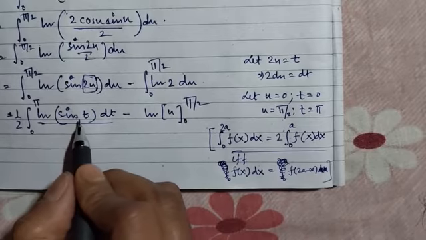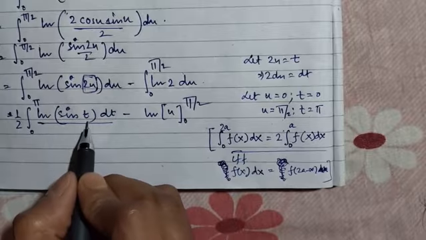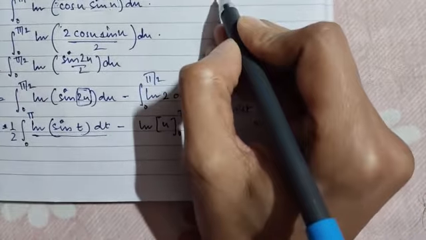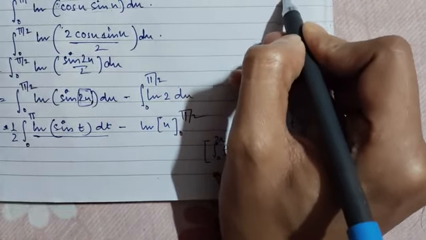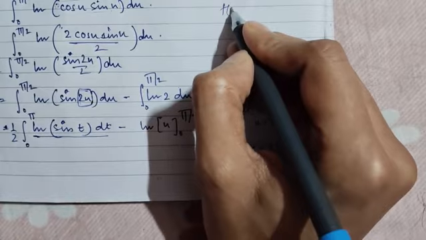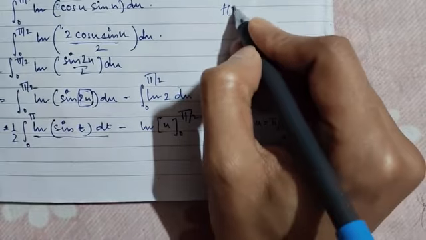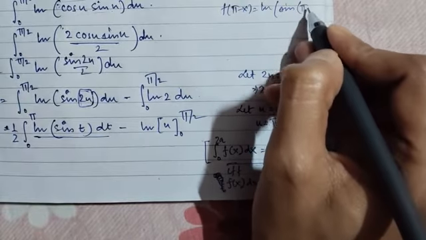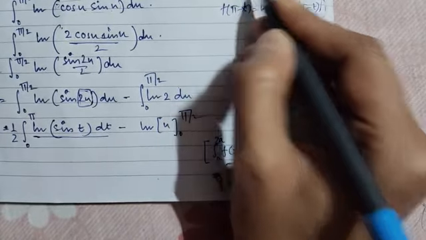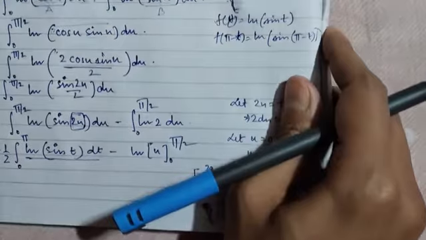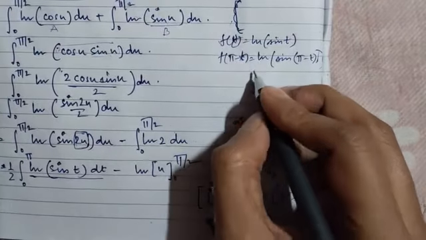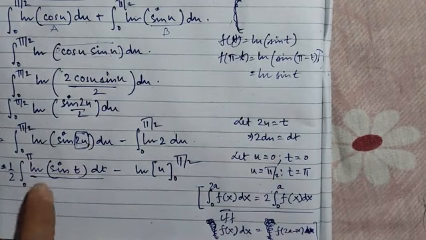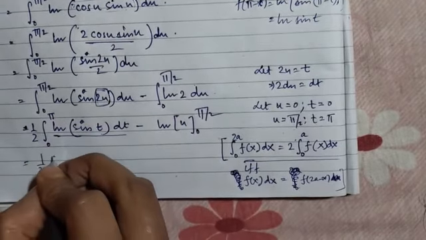Here f of x becomes ln sin t. Now f of 2a minus x, that means f of pi minus t, becomes ln sin of pi minus t, which becomes ln sin t.